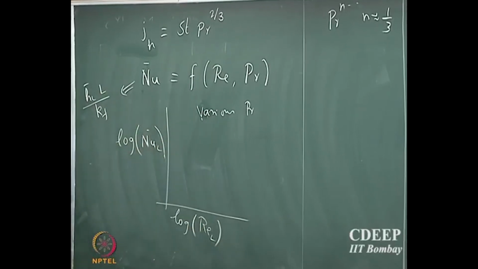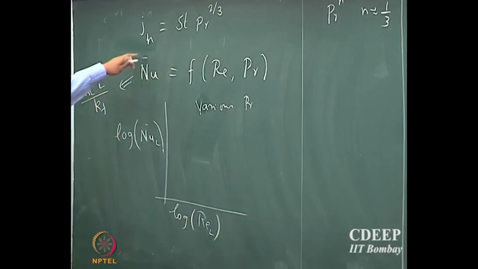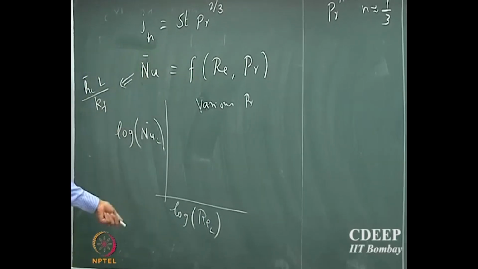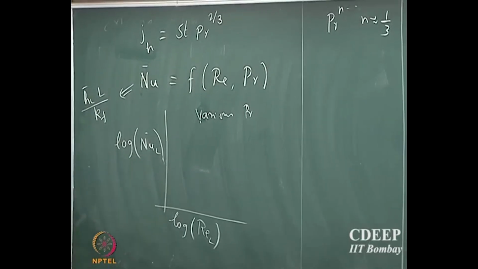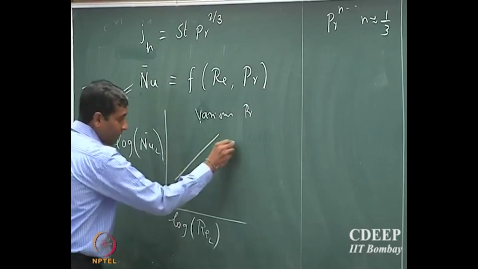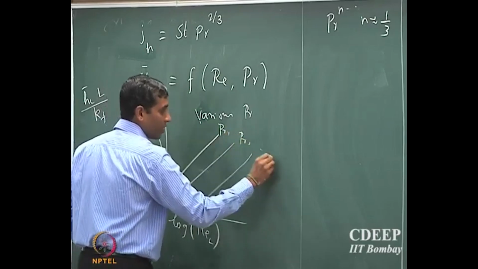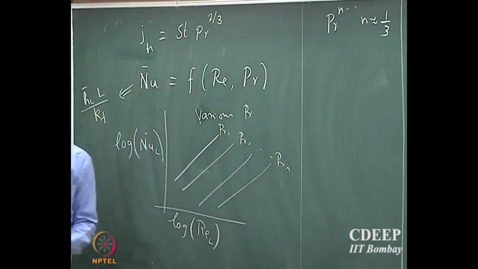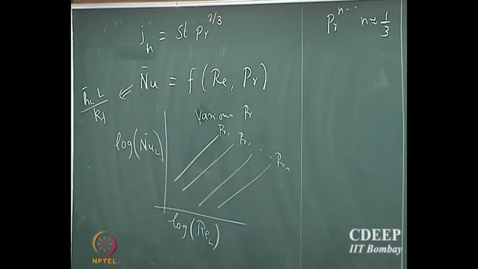So it's not by chance that they found you have to plot log, it's actually this theoretical Colburn analogy that was used to understand what should be the functional form that you have to use to extract information from this data. So they made a plot for different values of Prandtl number, Pr1, Pr2, etc. And then what was done was they found that there is some correlation between Reynolds number and Prandtl number.